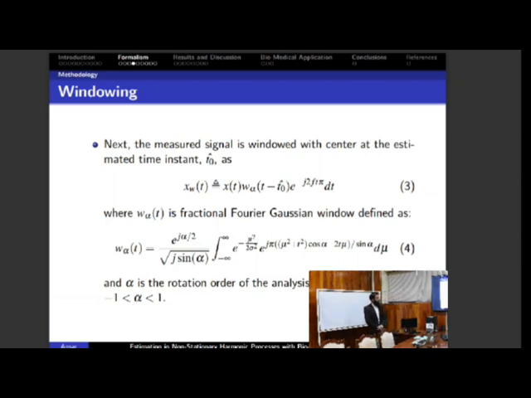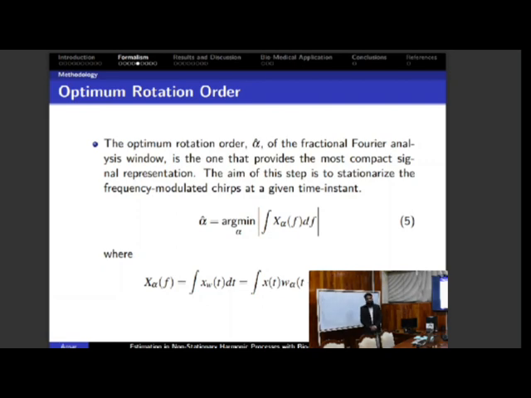A window here will be a fractional Fourier window described in 4. The parameter in the window function is alpha, that is the rotation order of the analysis window, whose range is between -1 and 1. So we also find the optimum rotation order that will give us the compact signal. The compact signal means that we will rotate the signal such that we get a minimum number of Fourier coefficients in the Fourier domain, which also reduces the computational cost and increases the efficiency. The aim of this step is to stationarize the frequency modulated chirps expressed in 5, where x alpha f is the Fourier transform of the signal within the window.